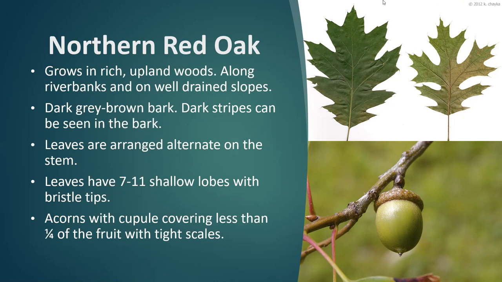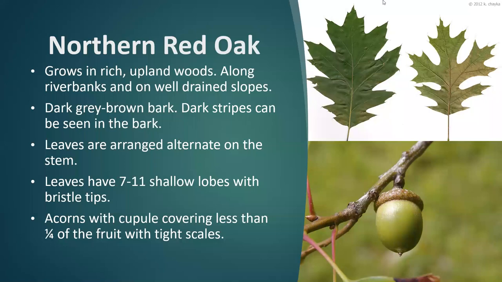But the really cool thing is that acorns from the northern red oak are the preferred red oak species for acorns. They're going to be eaten by, again, wild turkeys, deer, squirrels, raccoons, as well as many birds. And deer will often feed on the twigs and branches during fall and winter, as other food sources are somewhat scarce.